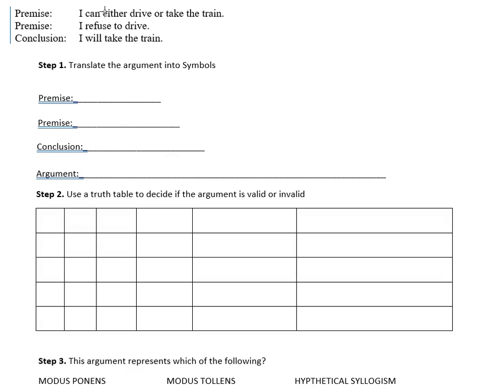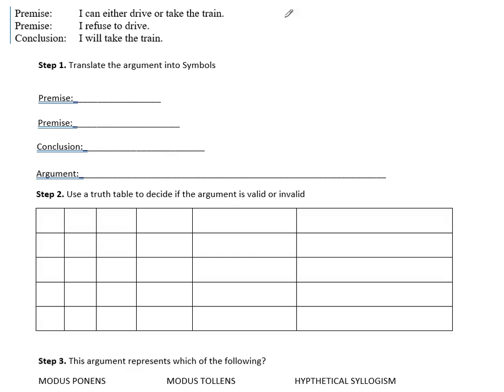So the premises are, I can either drive or take the train. I refuse to drive, so I will take the train. So we're assuming the premises are true, and we want to know, do they then imply the conclusion? So we're going to try to decide that using a truth table.